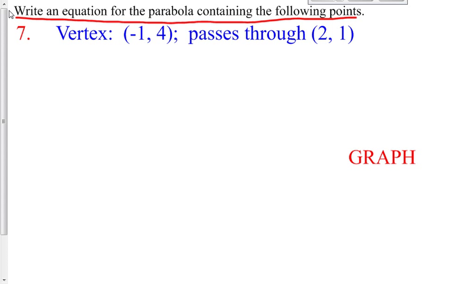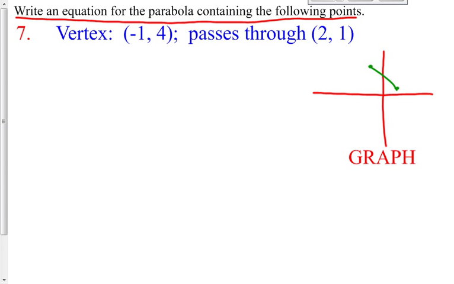So we know that my vertex, if we were to put this on a graph, just to give us a little picture of what this looks like, we know that our parabola has a vertex of left 1, up 4, so something like right there. And it says it goes through the point 2, 1. So it goes through, let's say, something like that. Okay? This is all we know right now. We know it goes something like this. We don't know how wide it is or how skinny it is. We just know that it goes something like that, and then forming the rest of the parabola.